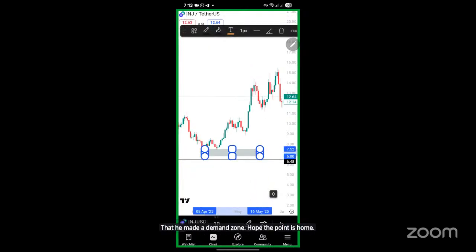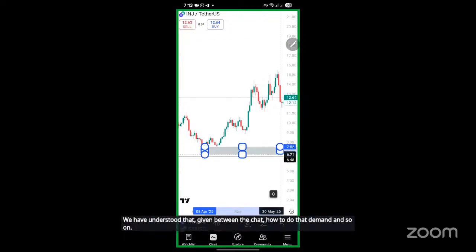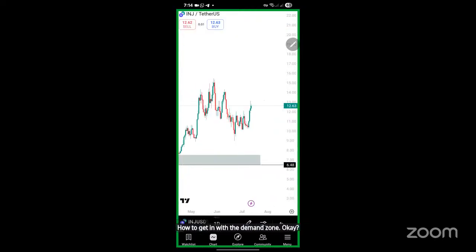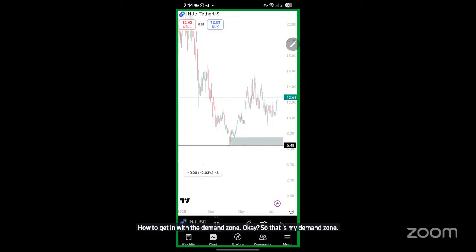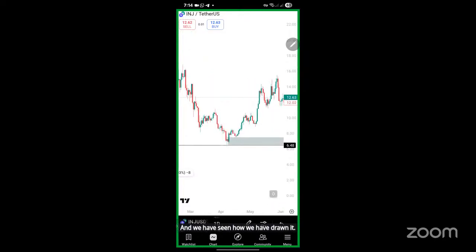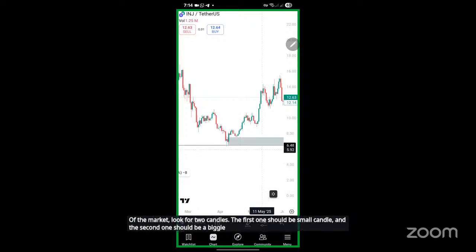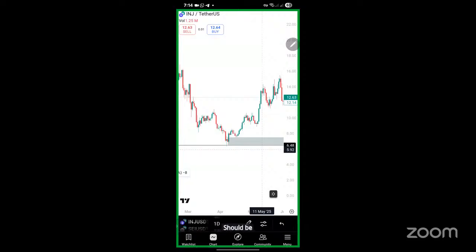If you have understood that, give me in the chat how to do that demand zone. Give me in the chat if you have understood how to get in with the demand zone. Okay, so that is my demand zone, and we have seen how we have drawn it. We look for the tip of the market. Look for 2 candles. The first one should be a small candle, and the second one a big candle, but that big candle should be 3 times bigger than the small one. Okay, that is our demand zone.